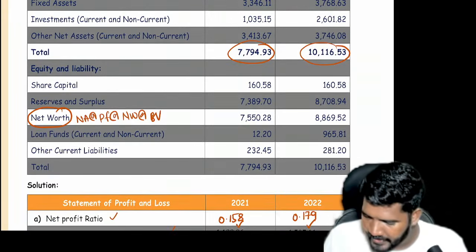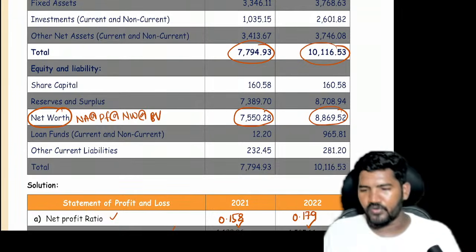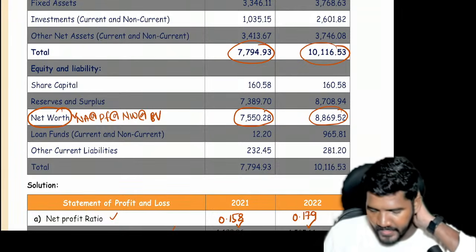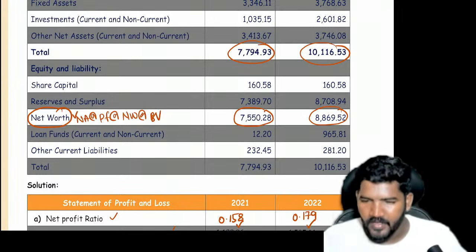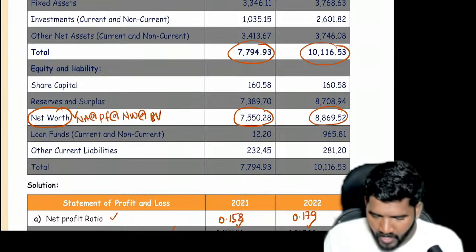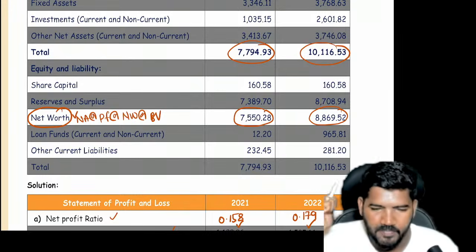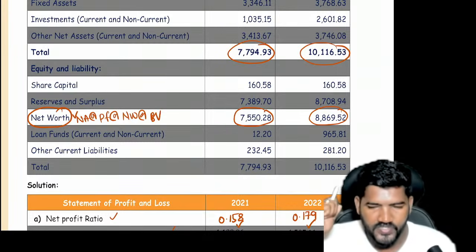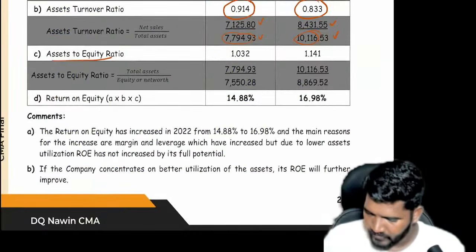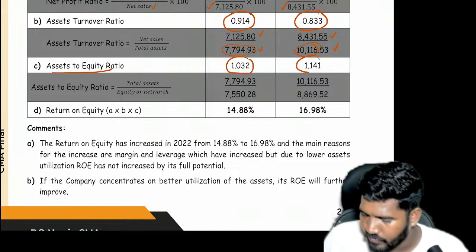So directly you can take 7550.28 and 8869.52. Sir, they provided net worth directly. No, we took it. If it is not provided directly, how do I calculate, sir? If they're not provided directly, you have to add share capital plus reserves and surpluses. If you solve this, you will get the answers 1.032 and 1.141.